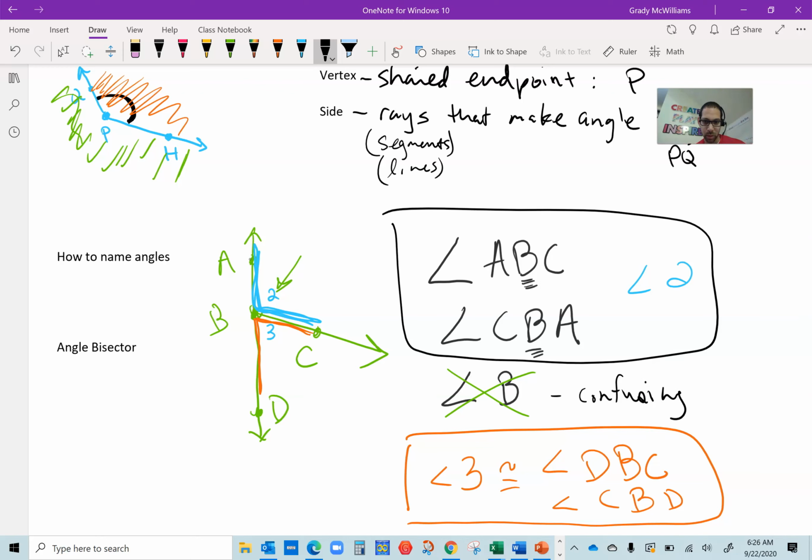So we're not going to use just one letter. Sometimes you get away with the one letter, sometimes you don't. If you want to be sure, you can always use 3 letters and don't use the one letter. All right, so that's how you name angles, and we'll be practicing that some more.